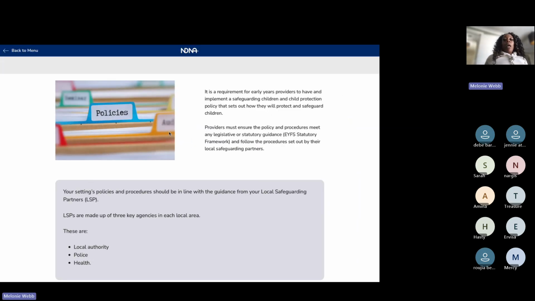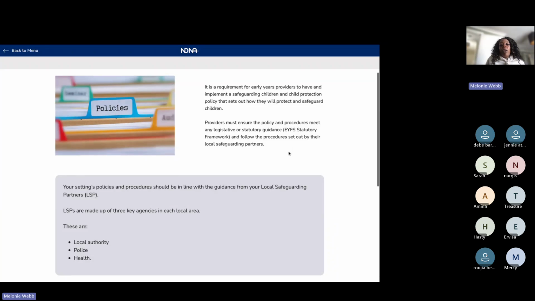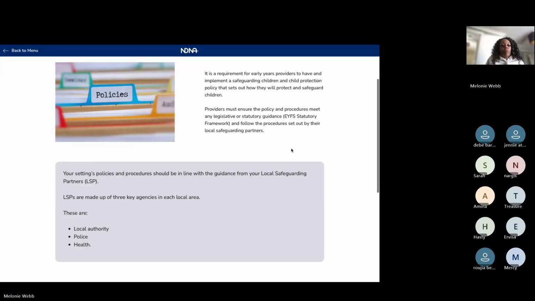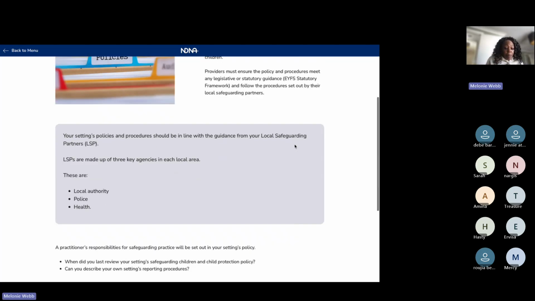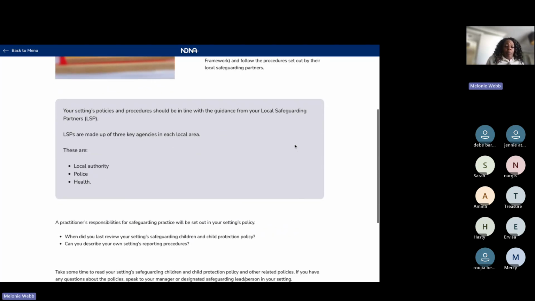Sorry. And providers must ensure the policy and procedures meet any legislative or statutory guidance, such as the EYFS, and follow the procedures set out by their local safeguarding partners. So your local safeguarding partners would be the police, the local authority, in our case Redbridge, and health, so that's the NHS and people like the health visitors, as well as social services.